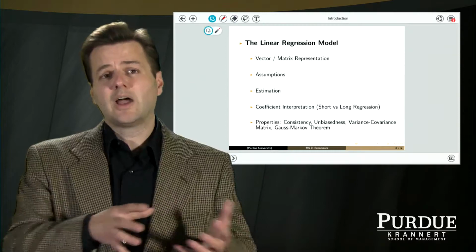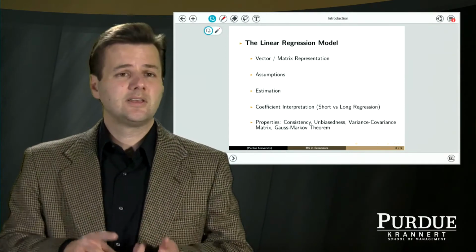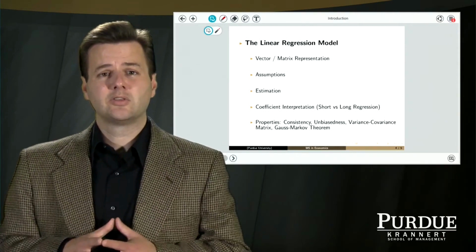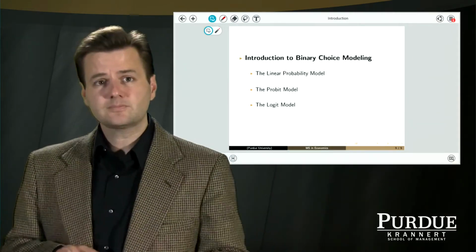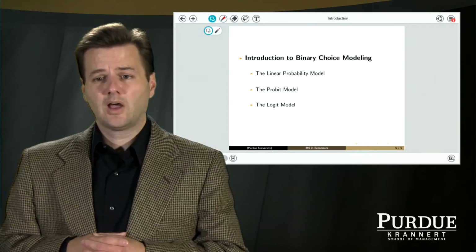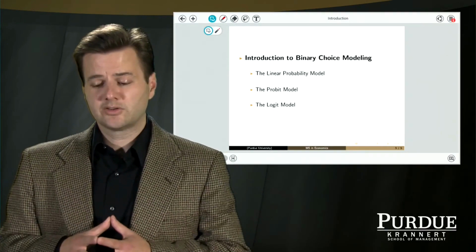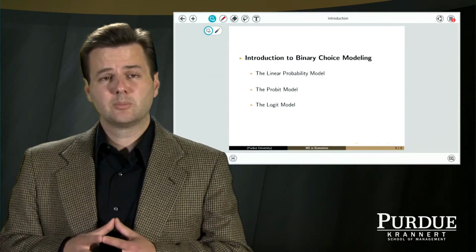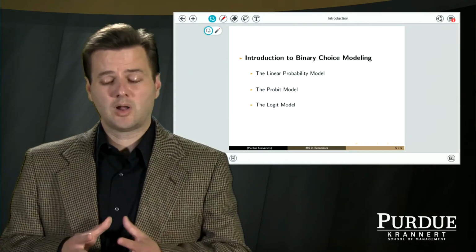We'll then apply those properties that we enumerated previously, consistency, convergence in mean square, convergence in distribution, and apply those to the OLS case. The course will conclude with a gentle introduction to nonlinear models. Specifically, we will review different models for binary choice problems.